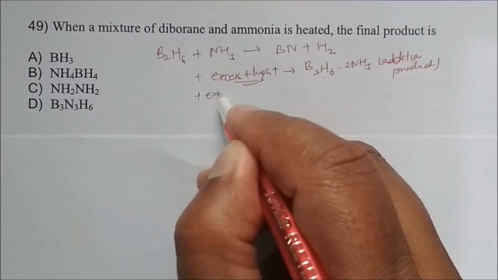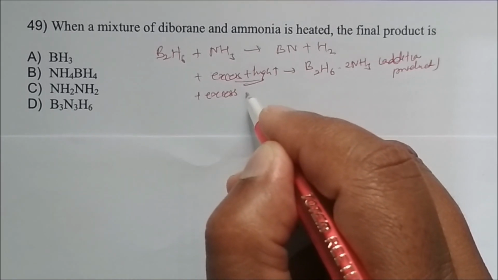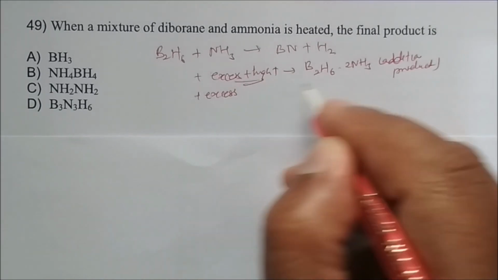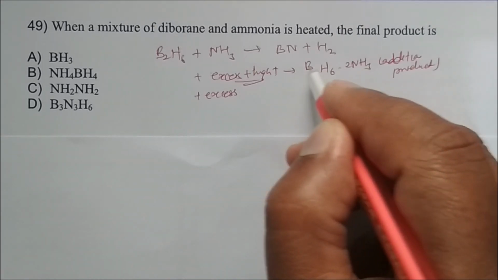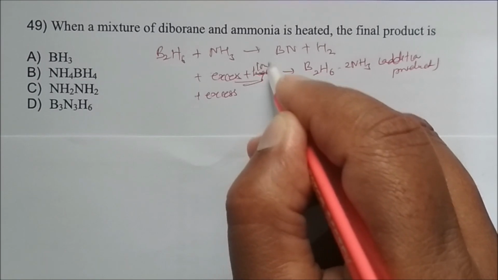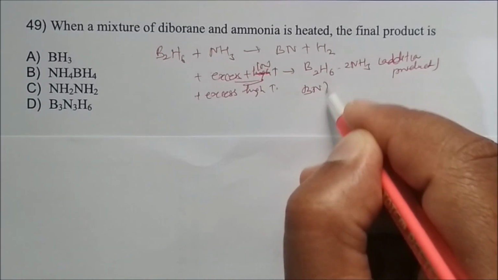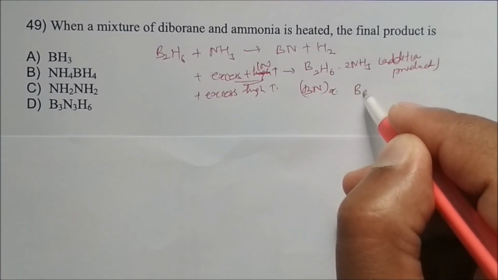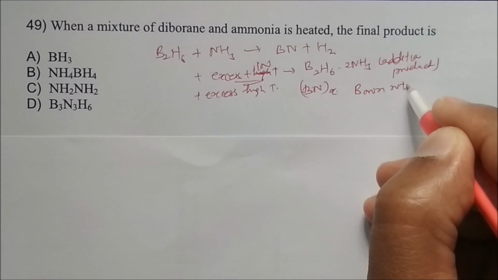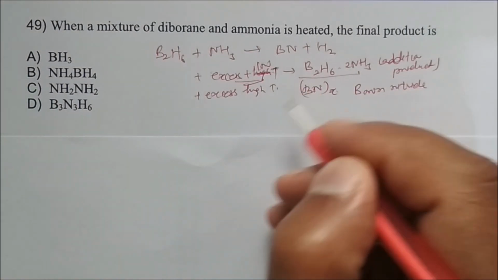If you give excess ammonia again, but this is in high temperature, sorry, this is not given. This is in low temperature. In high temperature you will get BN, which is your boron nitride. So please make the correction here: this is your low temperature, this is high temperature.